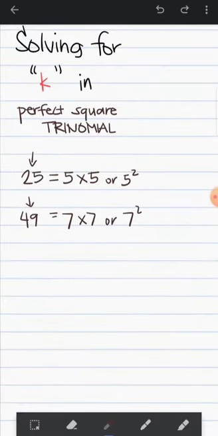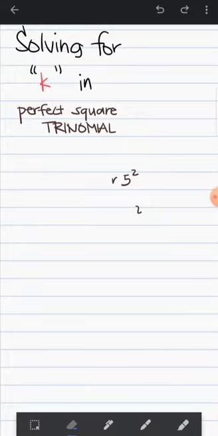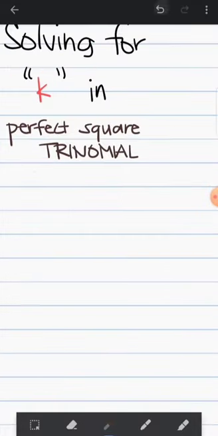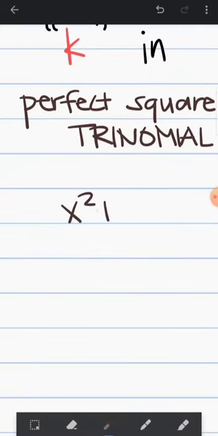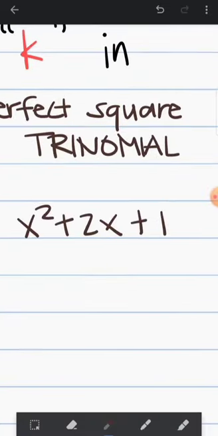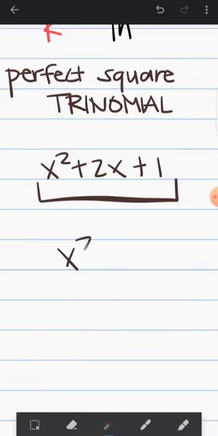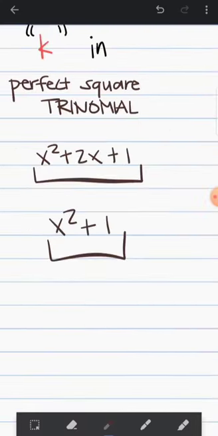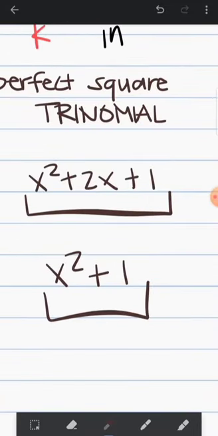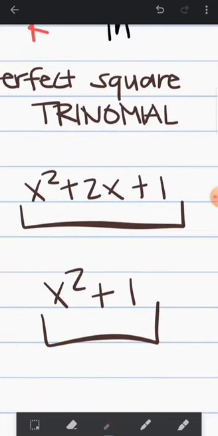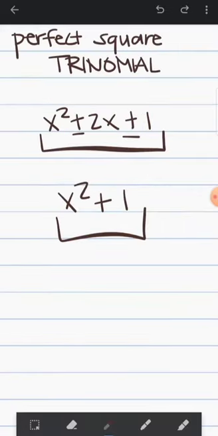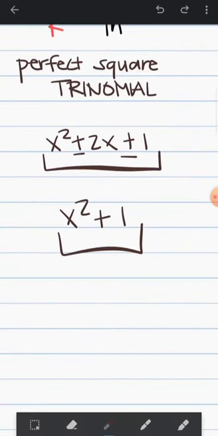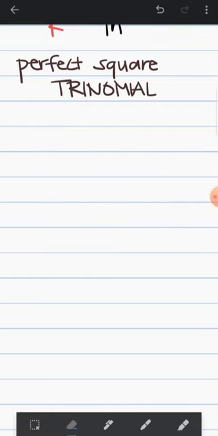Same is true with polynomials. So here we have a trinomial. A trinomial is a polynomial with 3 terms. Let's say x squared plus 2x plus 1. This is a trinomial, while x squared plus 1 is only a binomial. You just need to remember that terms are separated by either a plus or minus sign. Here, there's only one plus sign, so this is a binomial, while above is a trinomial. So that's a trinomial, and that's a perfect square.